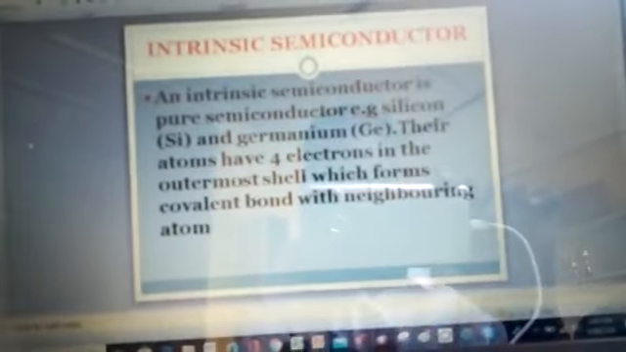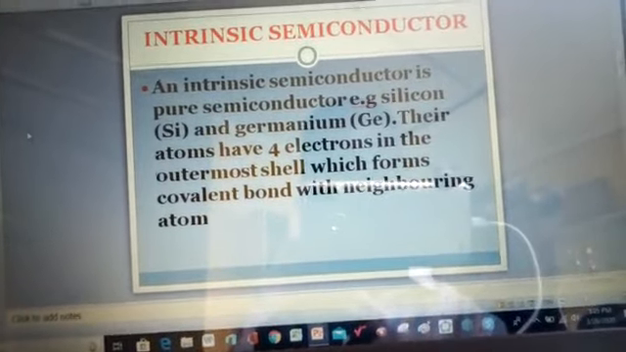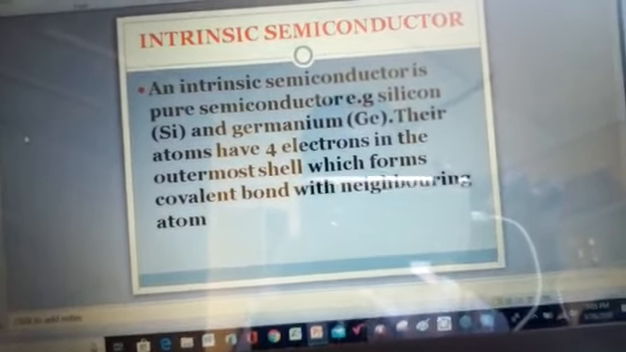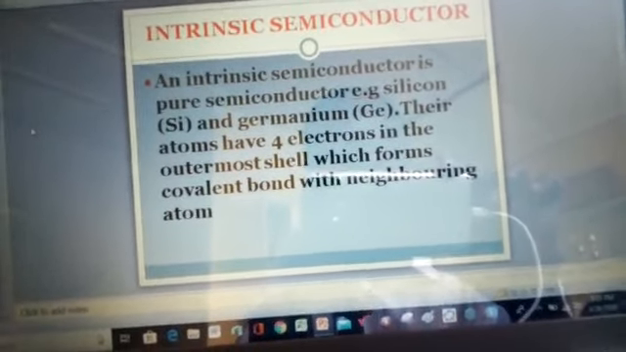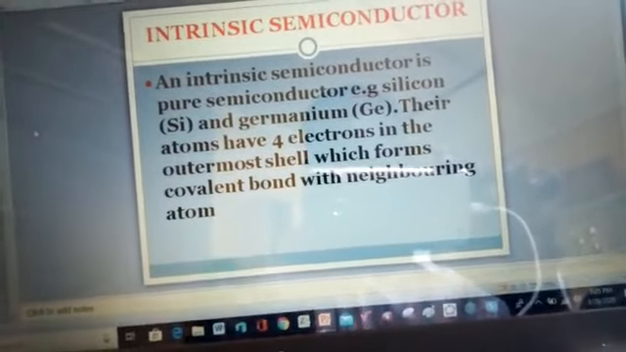Okay? An intrinsic semiconductor is a pure semiconductor. The atom has 4 electrons, or valency 4.